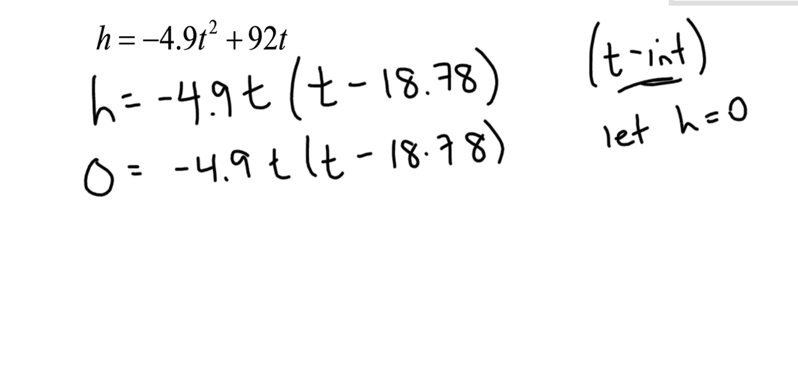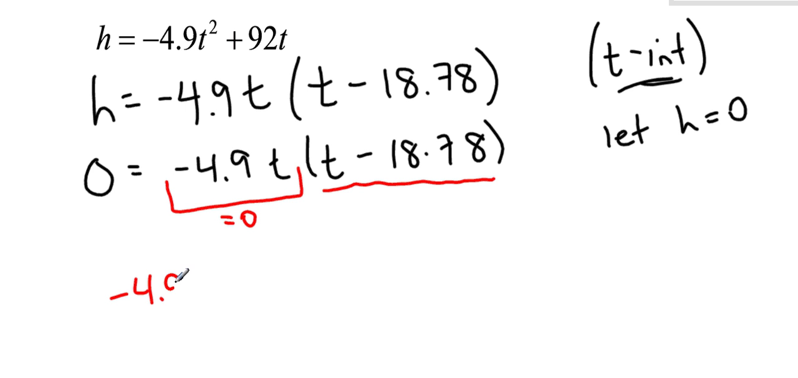So now we're using the multiplication principle. I have this thing multiplied by a bracket. Well, if this thing was equal to 0, it doesn't matter what the bracket is. 0 times anything is 0. So what value of t makes that 0? Divide both sides by negative 4.9, and I have one of my roots.